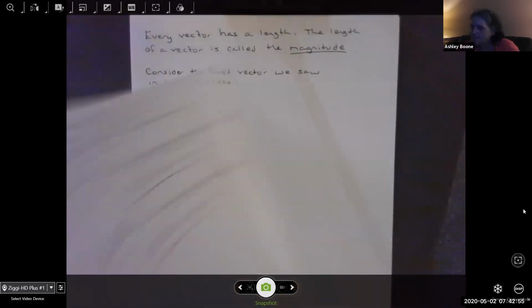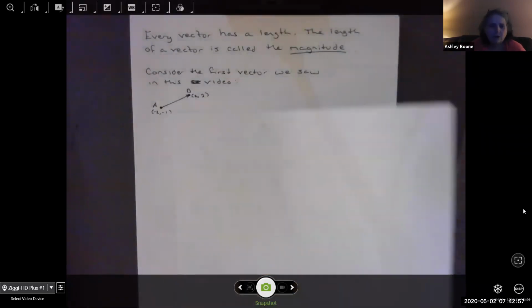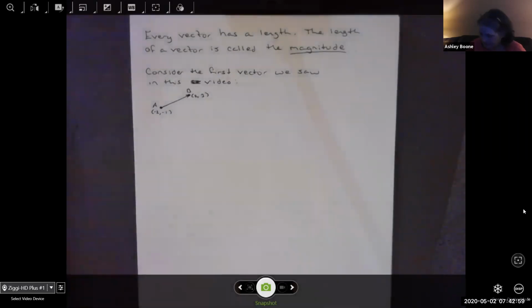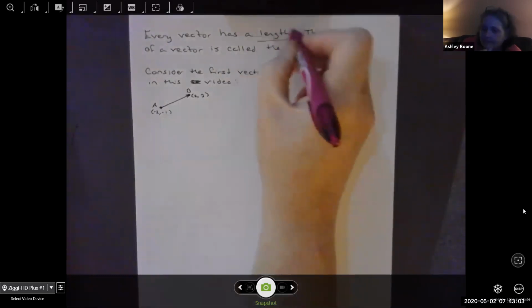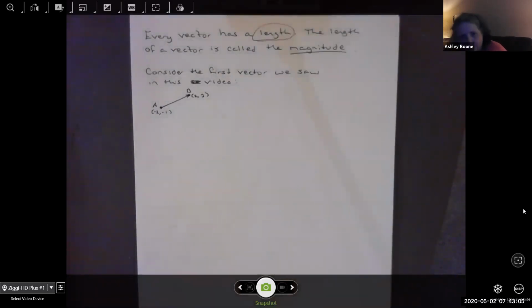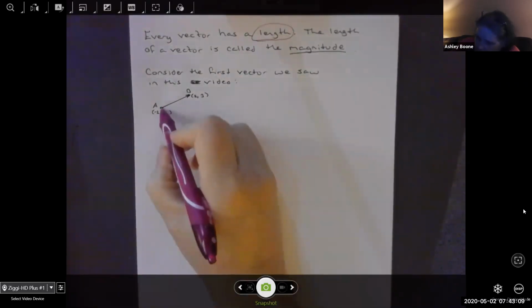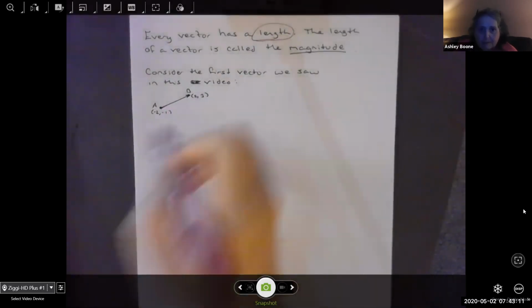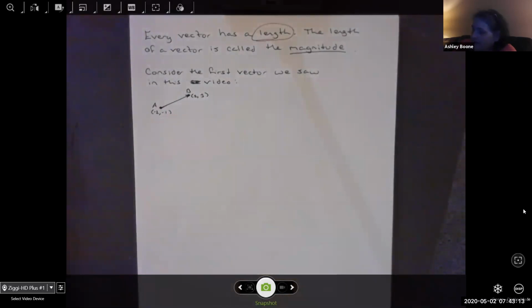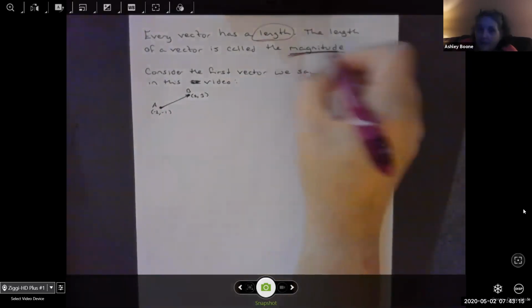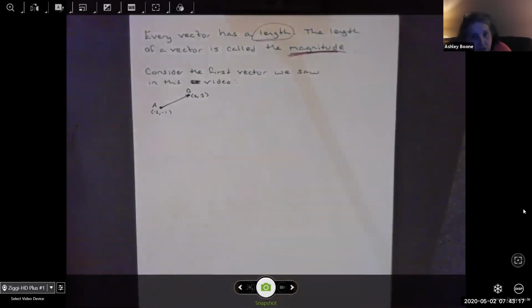Let's go ahead and talk about the next part of vectors. Definitions. Every single vector has a length. Every vector can be defined by its length. This distance from A to B is its length. The length of the vector is what we refer to as magnitude. So you'll hear me talk about magnitude quite a bit in this video.